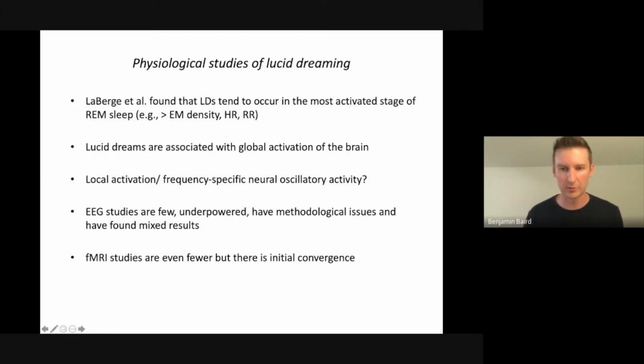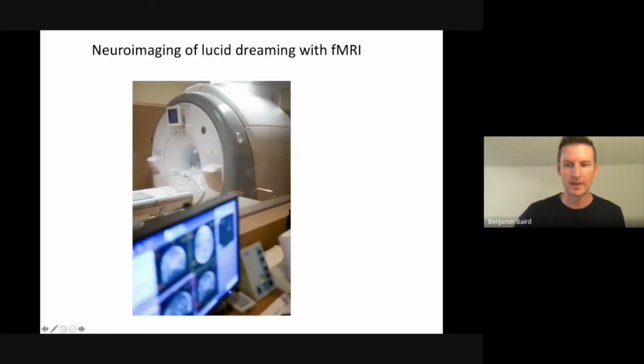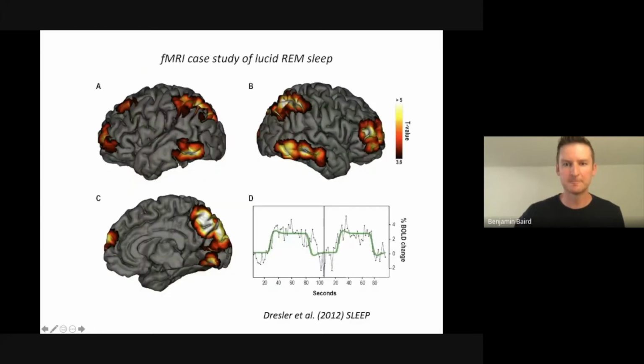Of course, we need a lot more work on this, and we need to replicate these findings. But I think there is something interesting here, at least to pivot off of as a starting place. So that's what I'm going to start with. Some people may have seen this study, but it's just briefly, the one data point we have from a person who had a lucid dream inside of an fMRI scanner.